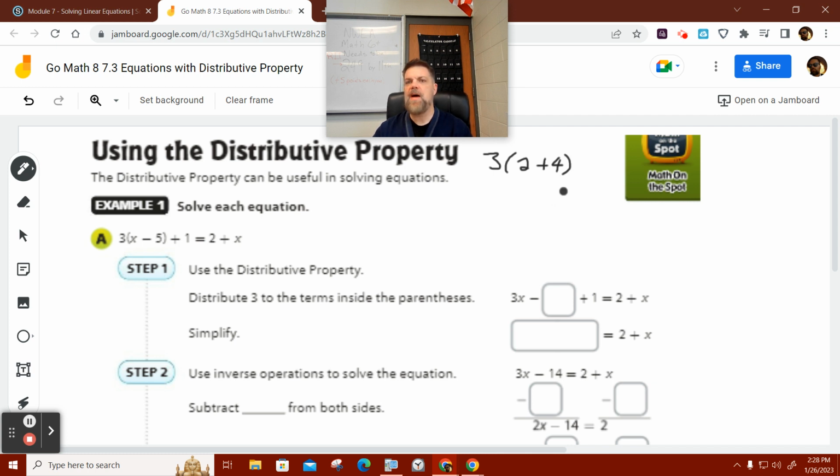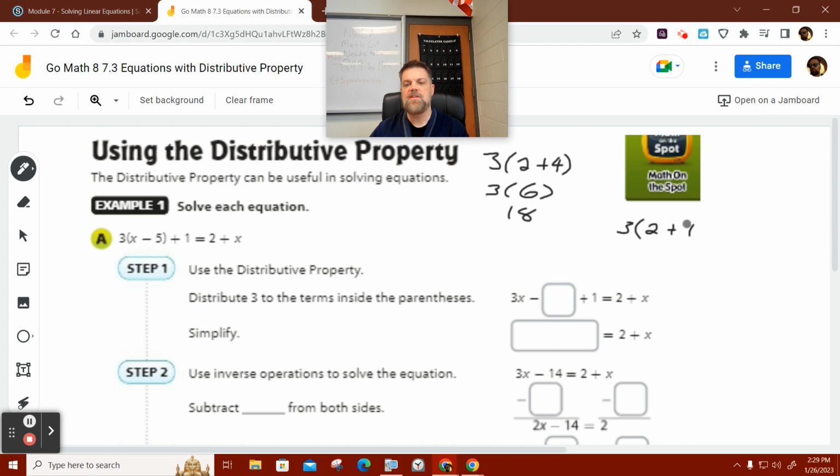Now, according to order of operations, please excuse my dear Aunt Sally, what do I do first? The thing inside the parentheses, basically 2 plus 4. We're going to do the thing inside the parentheses first, which is 6. And then I multiply by 3, correct? That becomes 18. Okay?